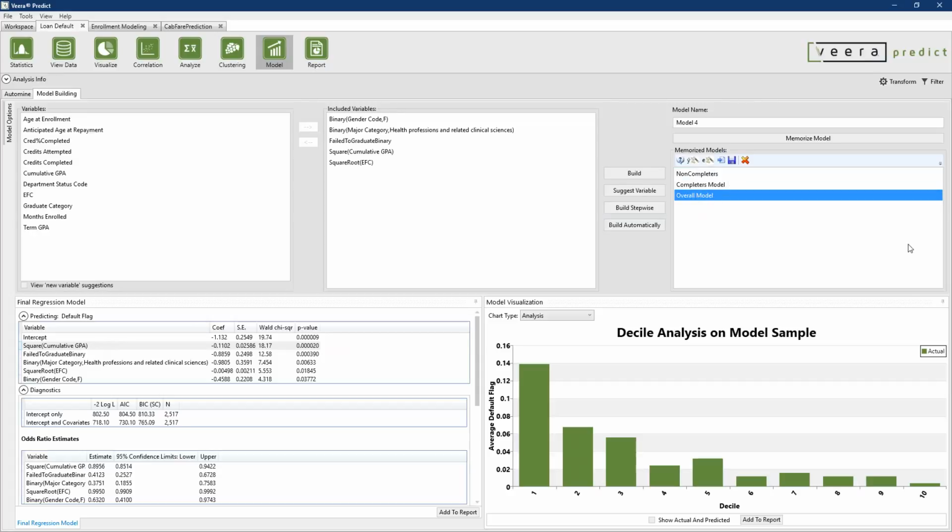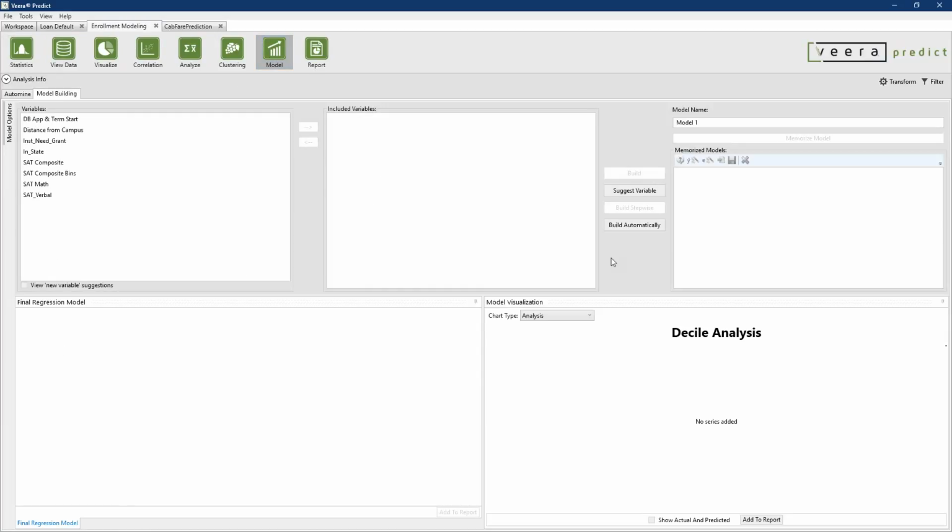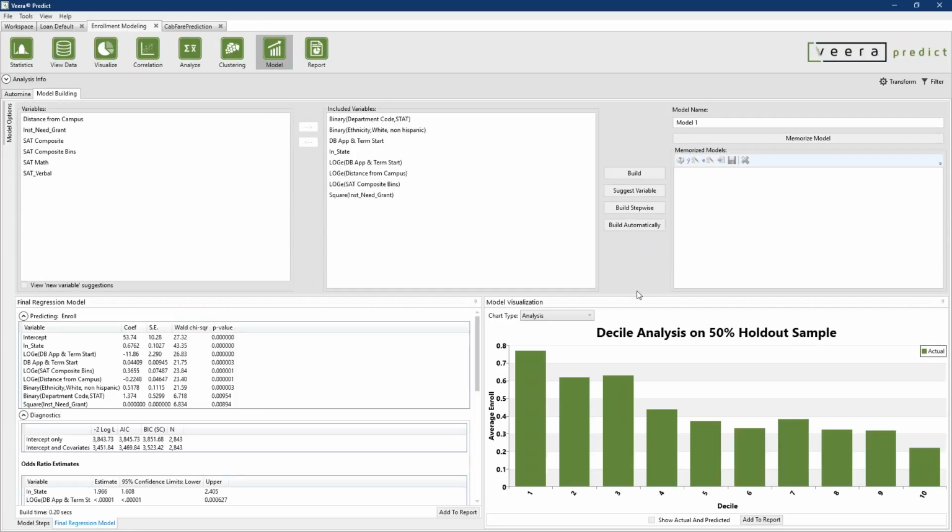So, and yeah, if there are other questions like that, like I said, that was a good one. So moving to the enrollment side of things as well, where a very similar question could certainly apply. I'll again begin by building automatically.